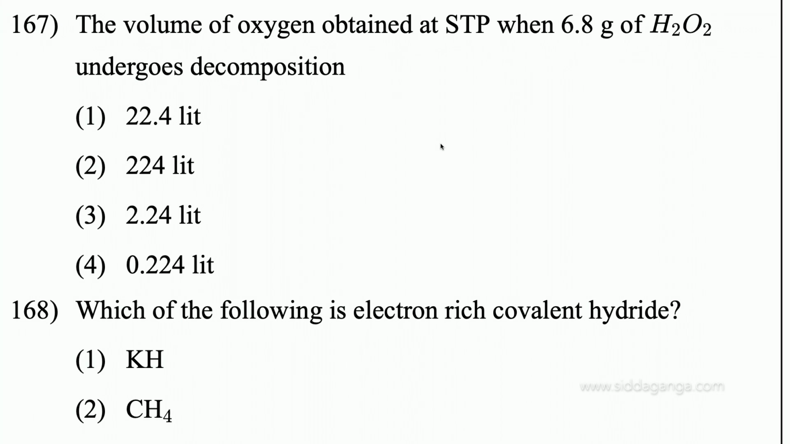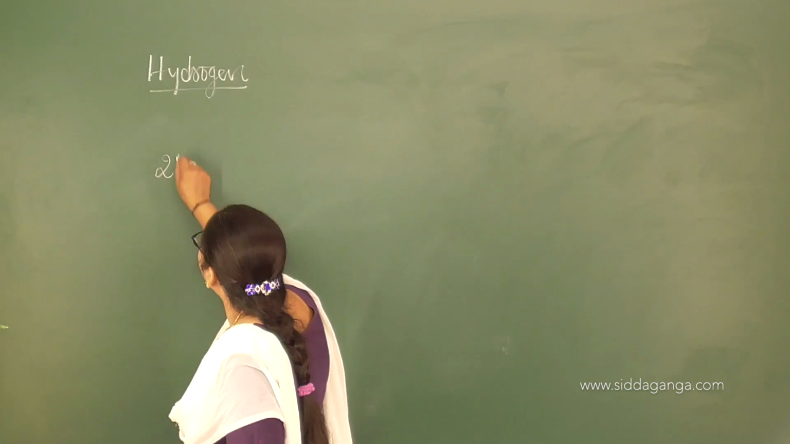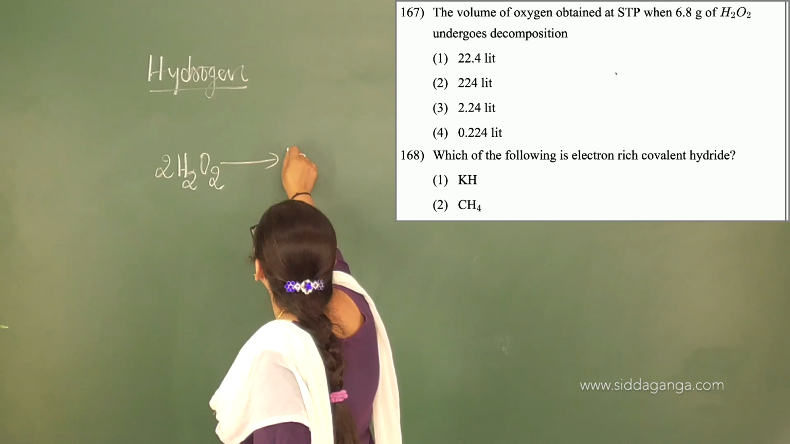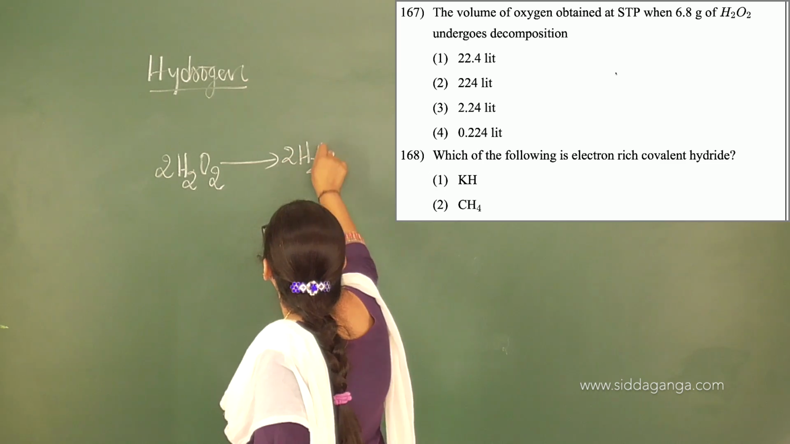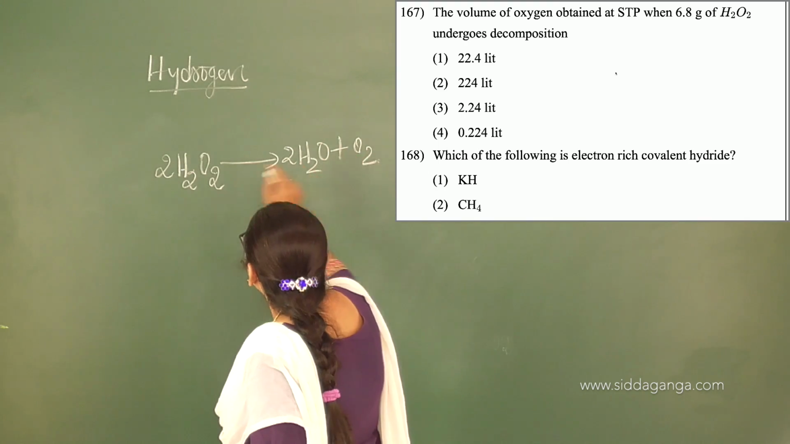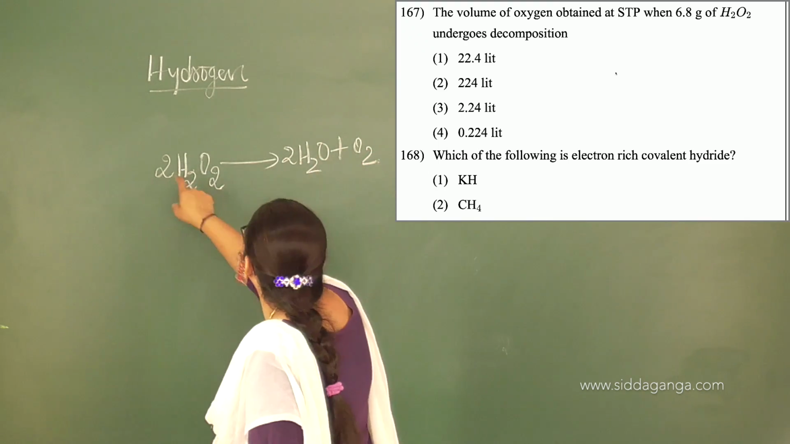Next one. The volume of oxygen obtained at STP when 6.8 gram of H2O2 undergoes decomposition. You have to calculate the volume of oxygen obtained when 6.8 gram of H2O2 undergoes decomposition. Very simple calculation this is. For that you should know the reaction. Decomposition means it will form water plus oxygen, right? 2H2O2 gives 2H2O plus O2.